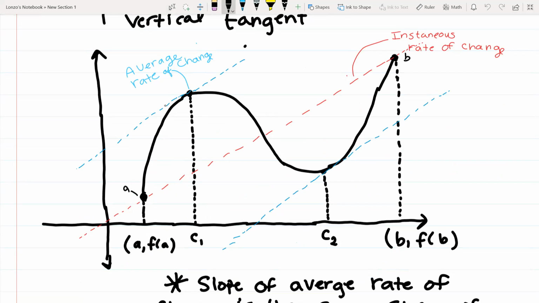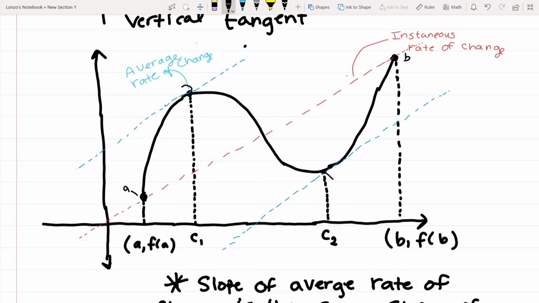Now, if you pick 2 points on this graph, for example, this point right here, I'll call this C1, and then I'll call this other point right here C2. And if you make a dashed line and find the slope, this is called the average rate of change. So the average rate of change and the instantaneous rate of change will be the same at some point.